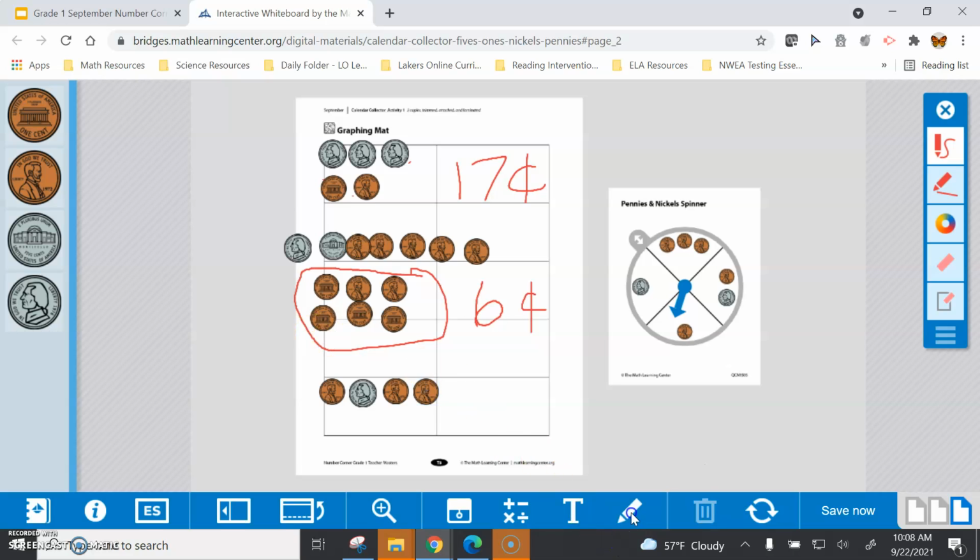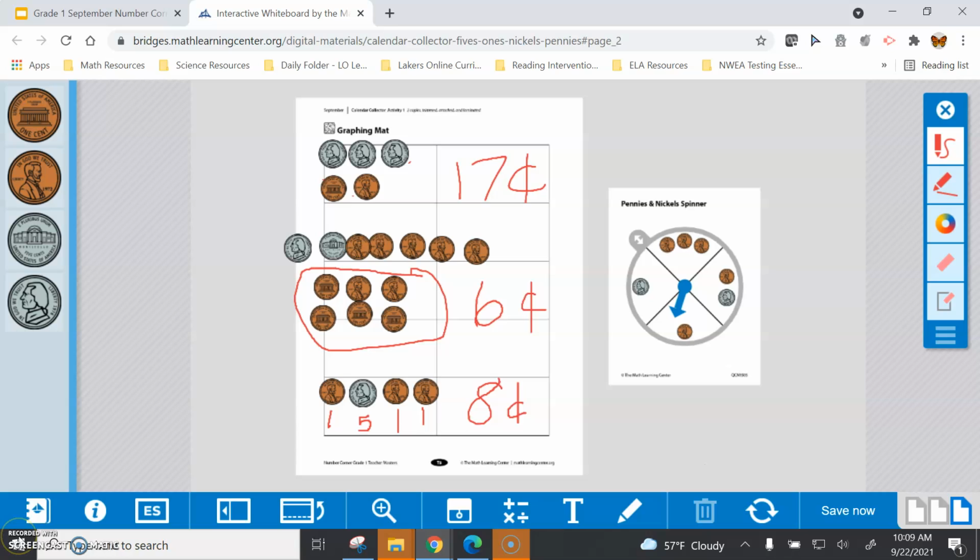Can you tell us how much money we have if we have 1 nickel and 3 pennies? The nickel is worth 5 cents. The penny is worth 1 cent. So I'm putting a 1 under each one of these. So we're going to add all of these numbers together to figure out how much we have collected for the month of September. 5, 6, 7, 8. We have 8 cents that we have collected.